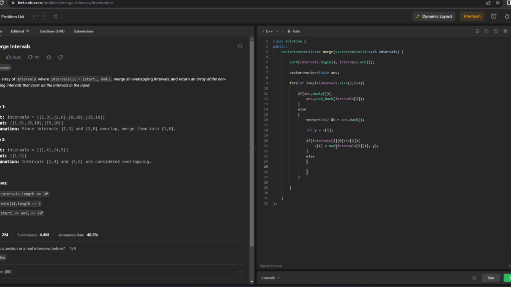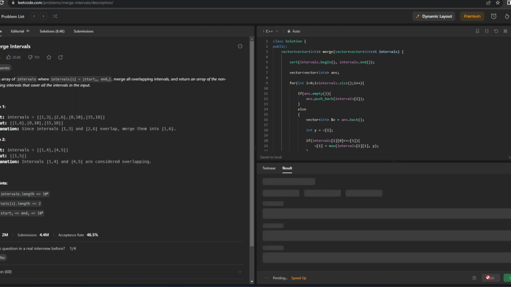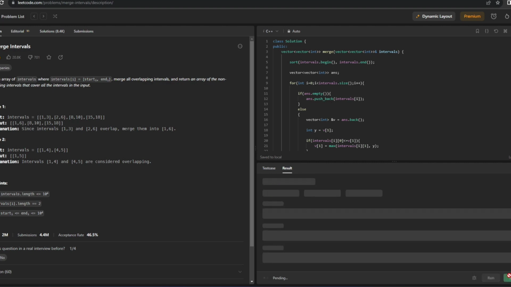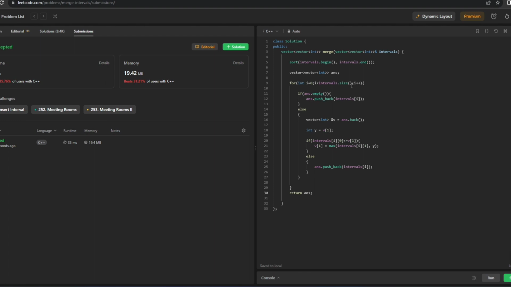Else, this means that we are not having any overlapping situation, so over here we'll simply push back my current interval to my answer vector. That's it. Now we'll come out of all these conditions and finally return our answer. Now let's try to run it. And now we can see that yes, it is working. Let's try to submit it. So yes, we can see that it is submitted too.